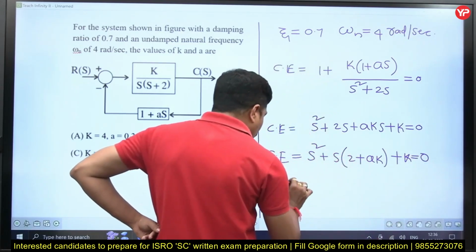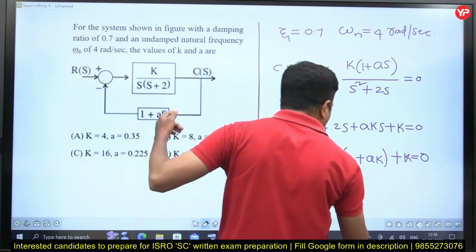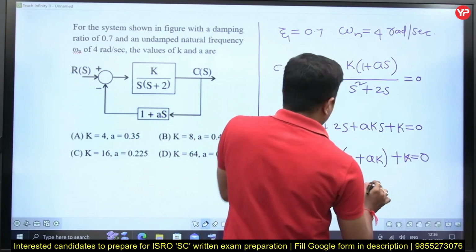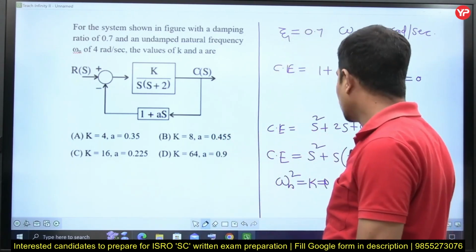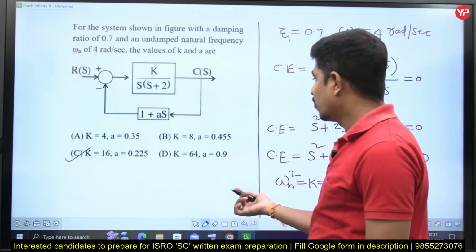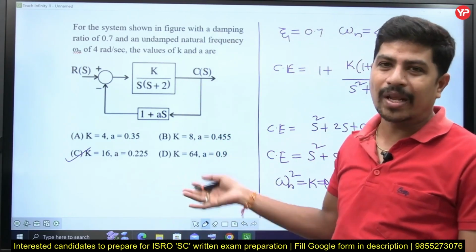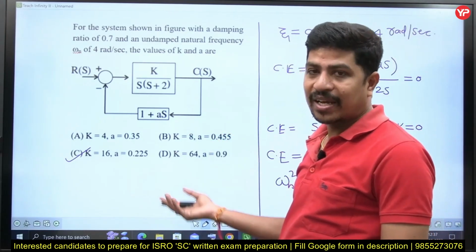Omega n square is equal to k. That implies k is equal to omega n square. How much is it? 16. K equal to 16. The only option having k equal to 16 is option C. Therefore, you can directly tick it. You need not do it for A. Suppose if k is matching in more than one option, you have to go for the calculation of A also.